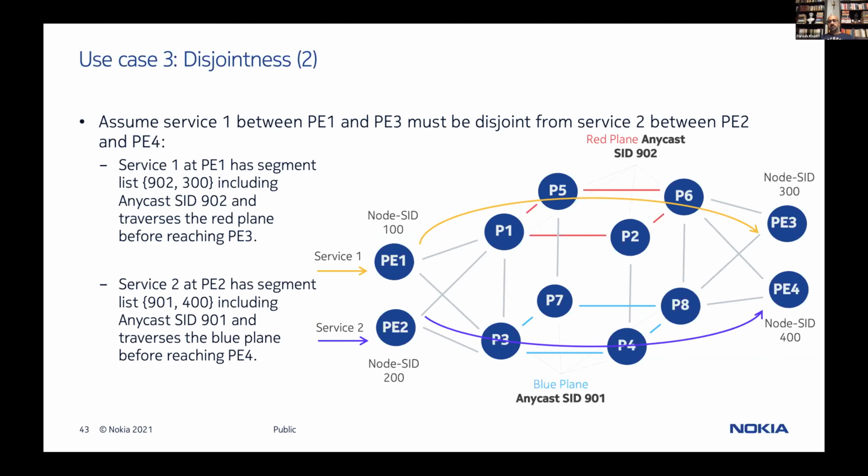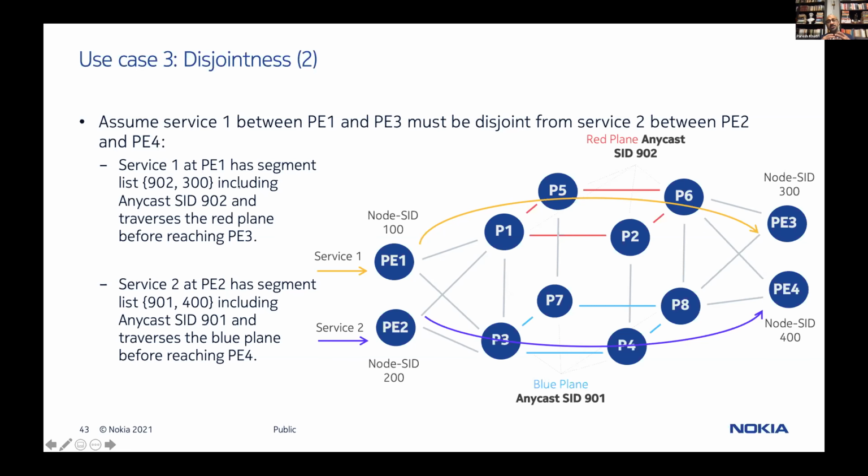So how do we do this, right? Key to this is we set up this plane as an anycast set. And so in addition to having node SIDs for these nodes, we assign an anycast SID for this set. In this case here, the SID is 902. And for the bottom plane, the blue plane, we have an anycast SID of 901.